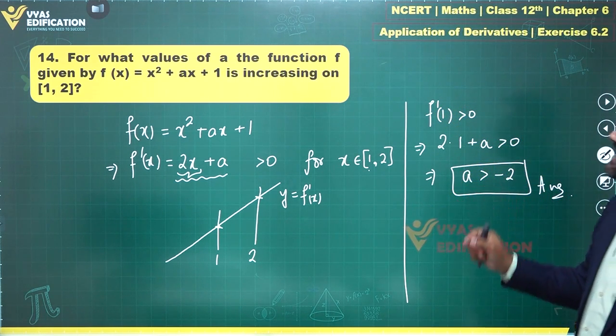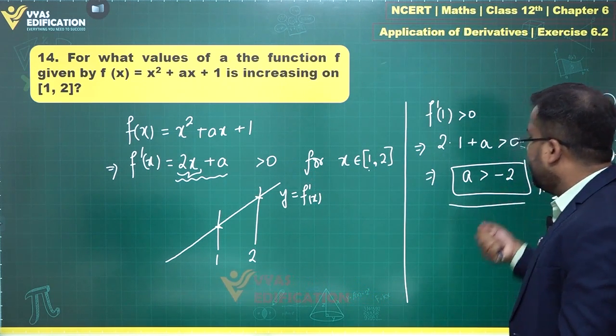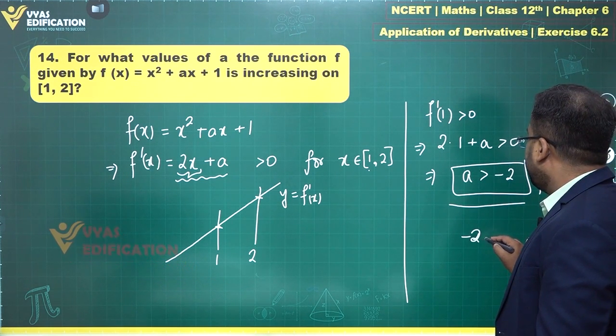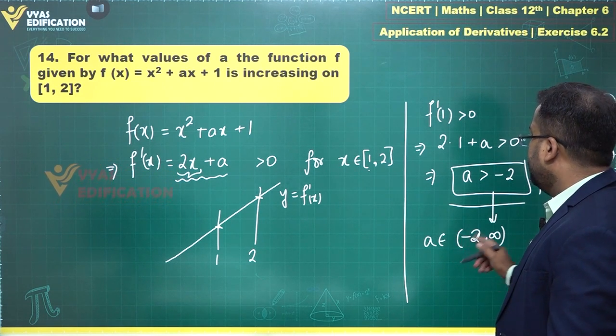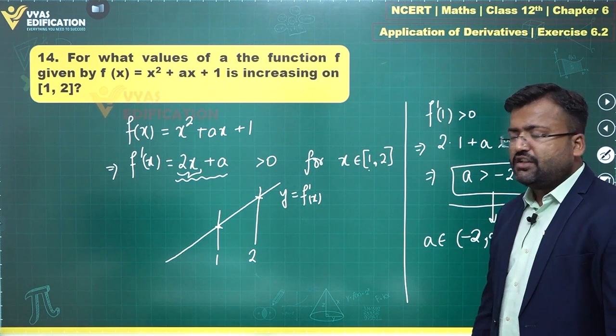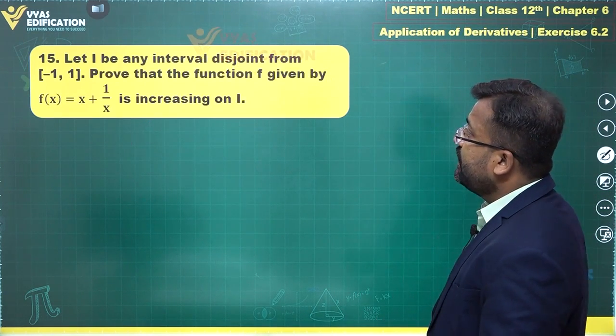That's pretty simple, yes. For what values of a the function f given by this is increasing? These are the required values of a. The interval, as you may note, is minus 2 comma infinity. That's the interval, right? A belongs to this. For a belongs to this, the function is increasing, as you can see. Is that all? Yes, that's all in this question. Let's move on to the next one after this.